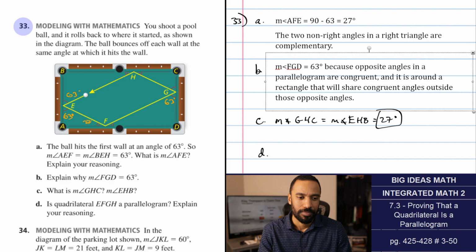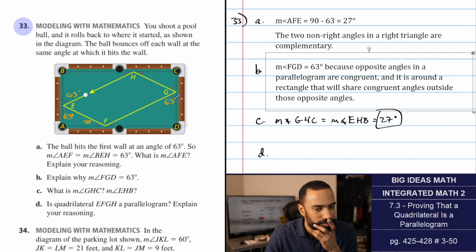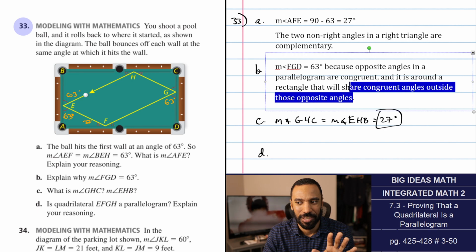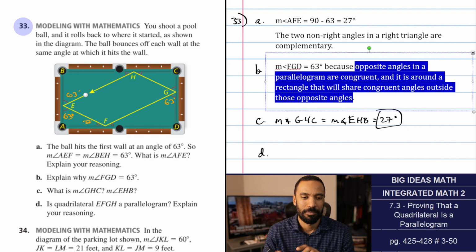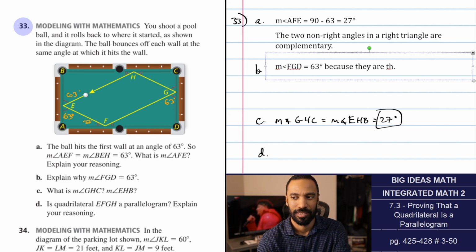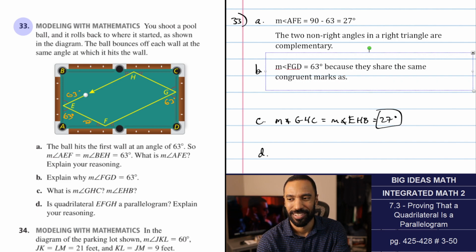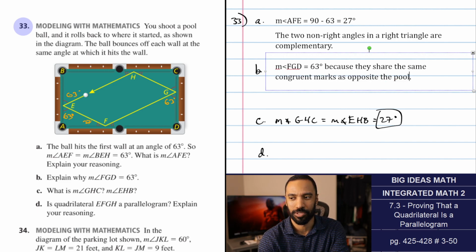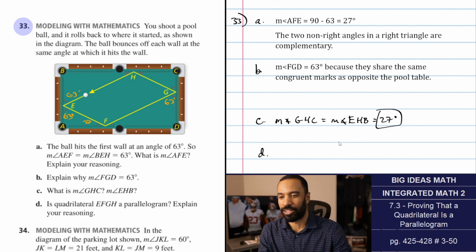How about this? They show congruent marks. Maybe we can just say that. Because they share the same congruent marks as opposite the pool table. I don't know. I didn't get a good answer to that one, so I feel bad.